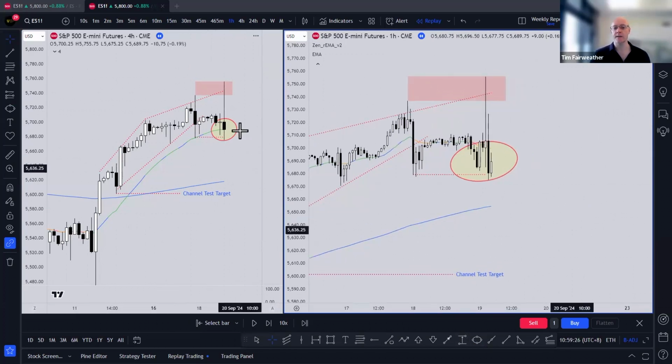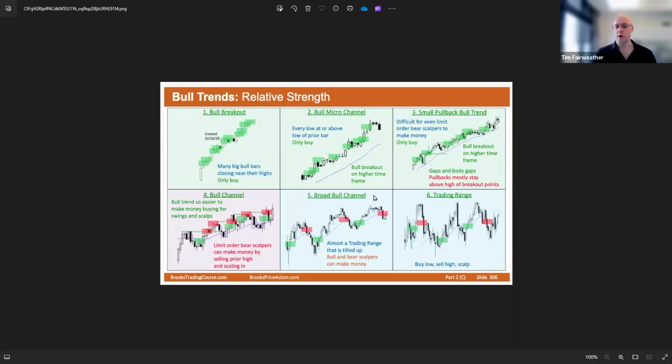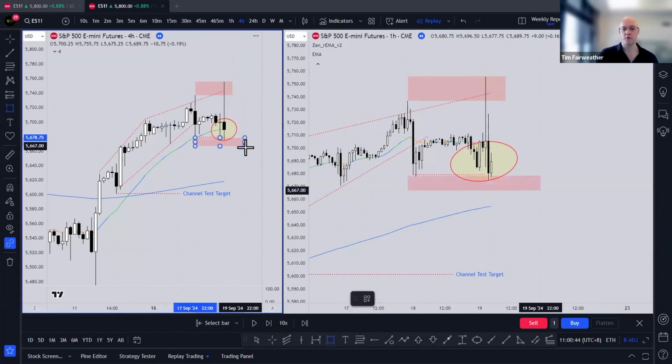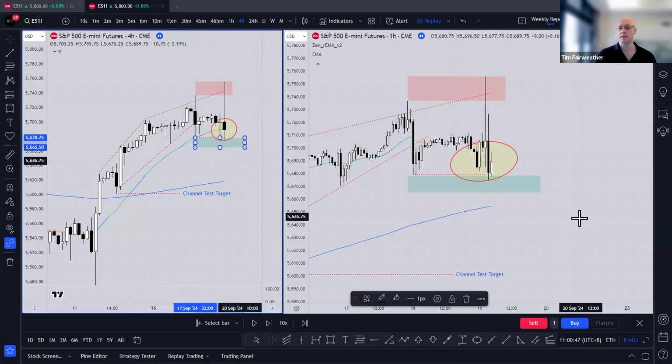All of a sudden, now I can see I'm in a bull channel. So I thought I was in a broad channel before, or maybe a trading range and I was breaking down, but then I look up and see, no, we're in a bull channel. We keep coming back to the moving average. So instead of looking to sell down here, it might be the case that there are traders buying. And I'm going to wait and see what traders do.